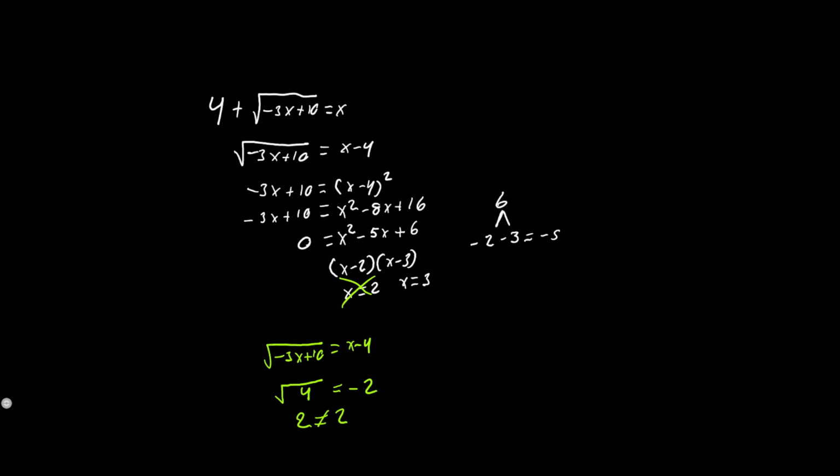So now let's go ahead and try x is equal to 3. We have the square root of negative 9 plus 10, which is equal to negative 1. We end up getting 1 is equal to negative 1, which is not true. So here we get two extraneous solutions, and none are going to verify our solution. So here we have our two extraneous solutions that won't work for our equation.